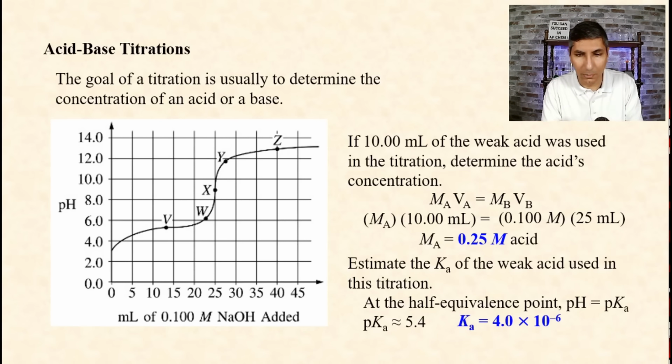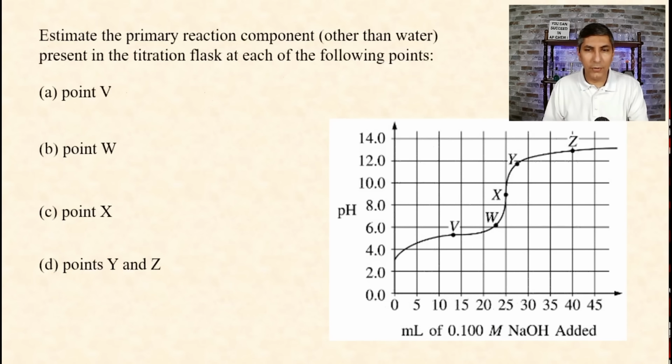So we can estimate the Ka of a weak acid used in a titration just by looking at the titration curve. Now let's hone in on this titration curve a little bit more, and let's estimate the primary reaction component, of course other than water, present in the titration flask at each of the points labeled on the titration curve. Now at point V, notice that's the halfway point.